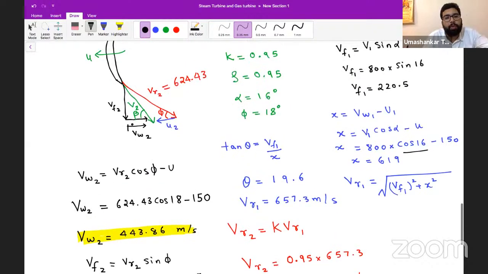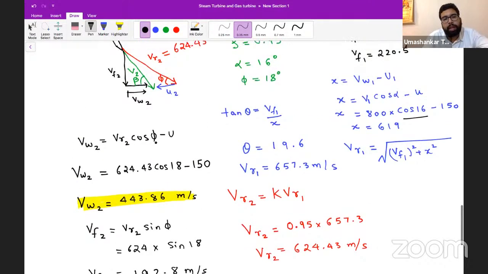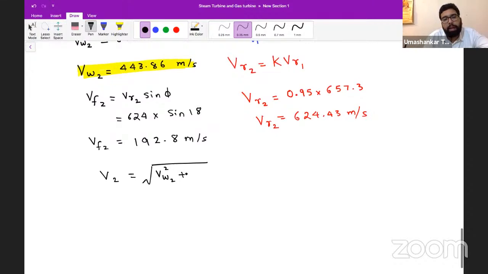Now we are having VF2, we are having VW2. Can we have our V2? Yes sir, we can have our V2 now. V2 is under root of, see this triangle? We can find V2 like this, yes or no? So V2 is coming out to be 484 meter per second.